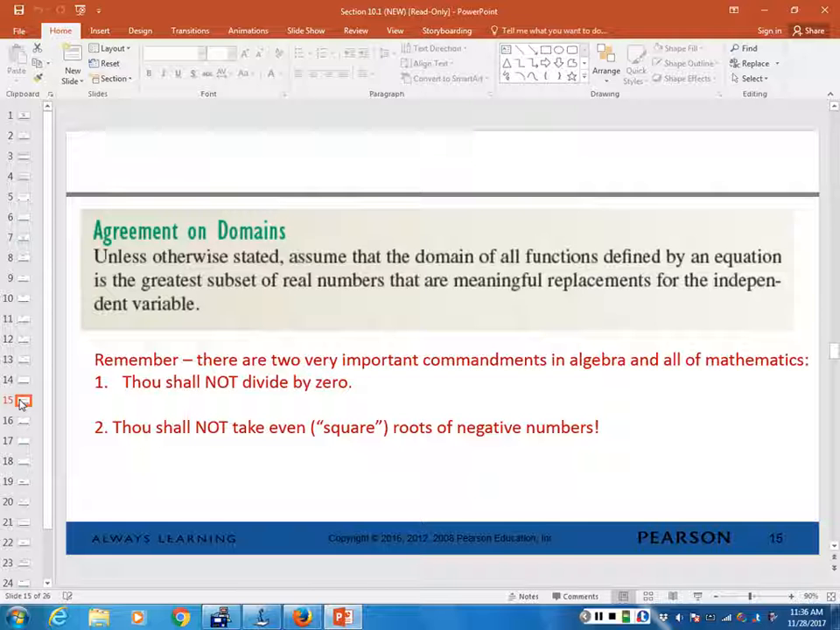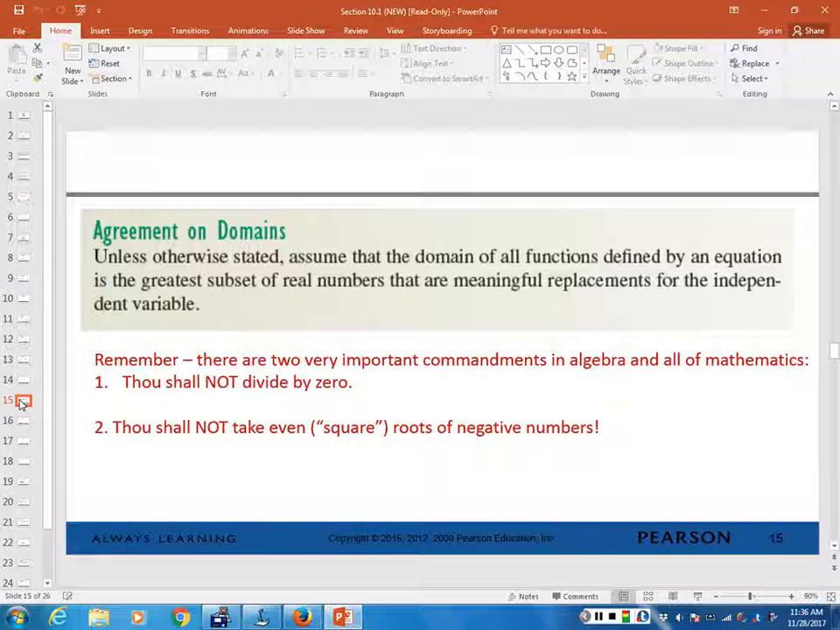What that says in the top box is math language. I'm going to put it in English. There's 2 very important commandments in math, especially in algebra. Thou shalt not divide by 0. You cannot divide by 0. It is not possible to divide by 0. Ask your calculator, it'll tell you. Try to divide something by 0 and see what it says. Cannot divide by 0. It says, nope, can't do that.